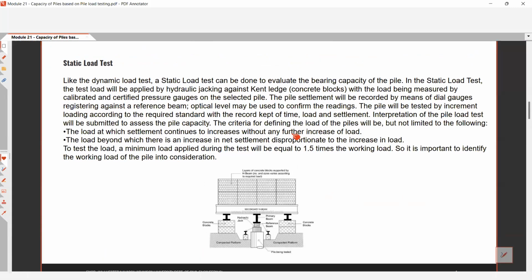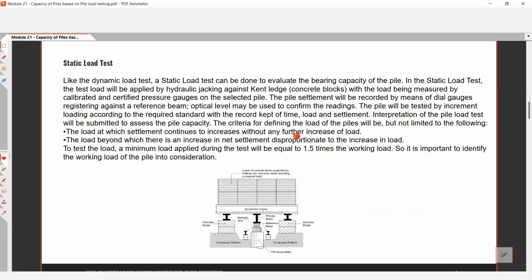Okay. So for static load test, a static load test can be done to evaluate the bearing capacity of the pile. In the static load test, the test load will be applied by a hydraulic jack against a concrete block or the Kentledge, with the load being measured by calibrated and certified pressure gauges on the selected pile. The pile settlement will be recorded by means of dial gauges registering against a reference beam. An optical level may be used to confirm the readings.